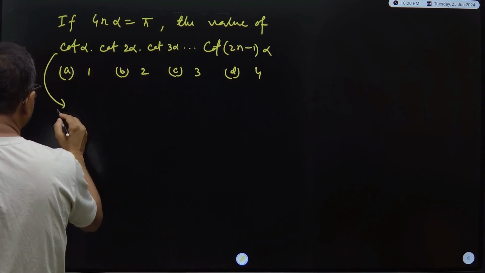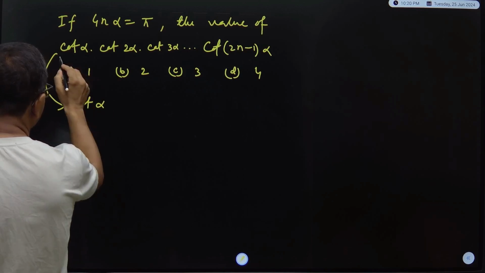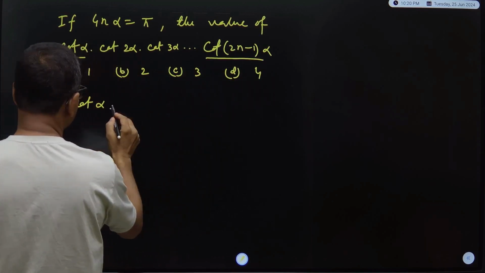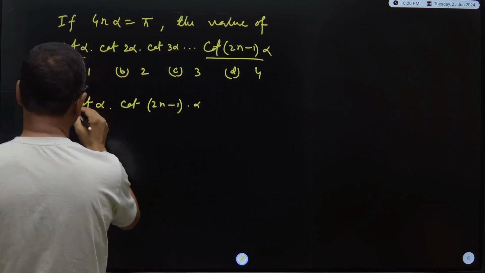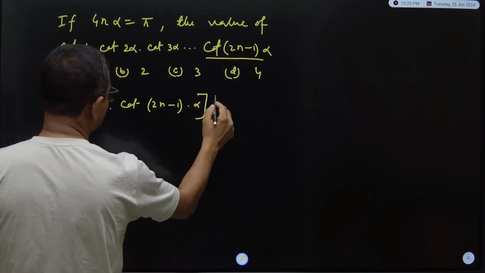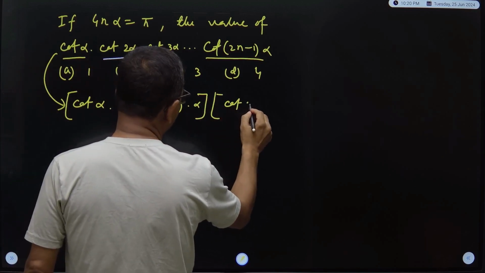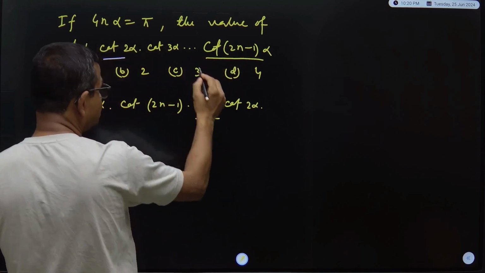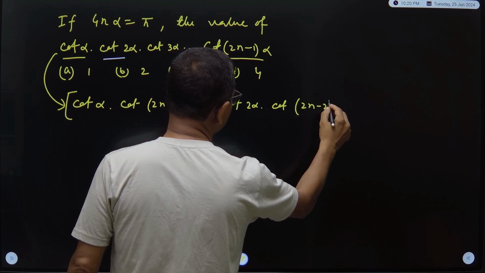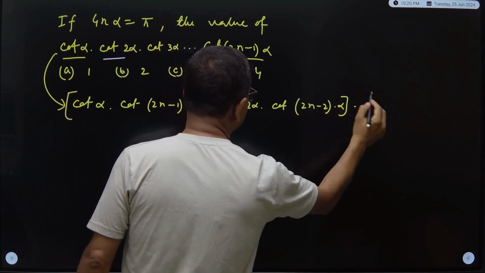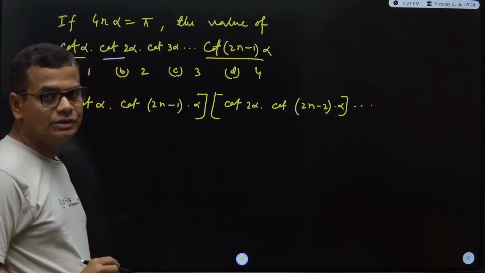Now we write this expression like this: cot alpha, first term, and last term into cot of (2n minus 1) alpha. This is a group. And next, second term cot 2 alpha into previous of last term, that is cot of (2n minus 2) alpha, in this way. Now what about cot of (2n minus 1) alpha?